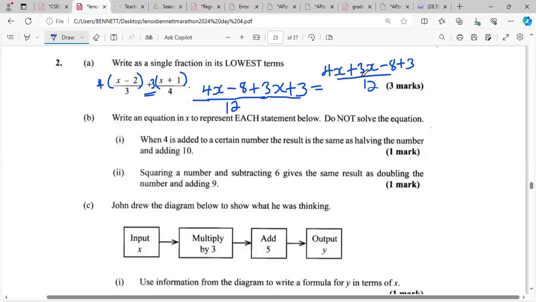And then we get our 3 marks. 4 plus 3, that's 7x. Negative 8 plus 3 will give us minus 5. And we just put back our LCM, which is 12. And you get 3 lovely marks. That wasn't bad. Alright, this one says write an equation in x.